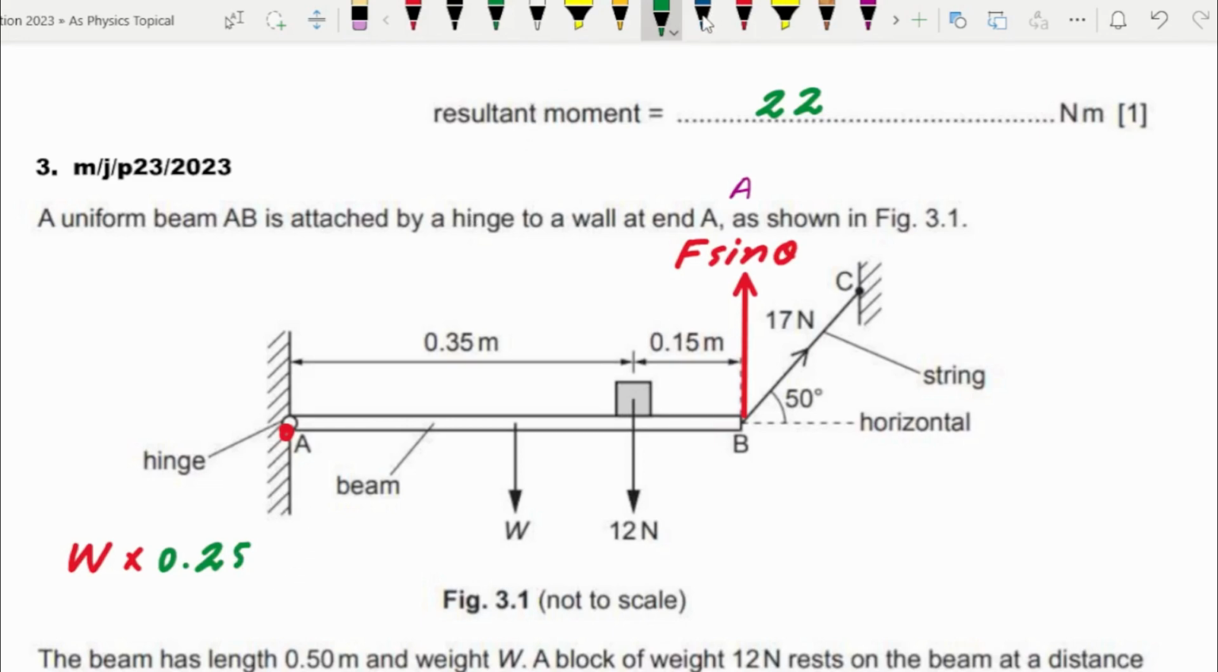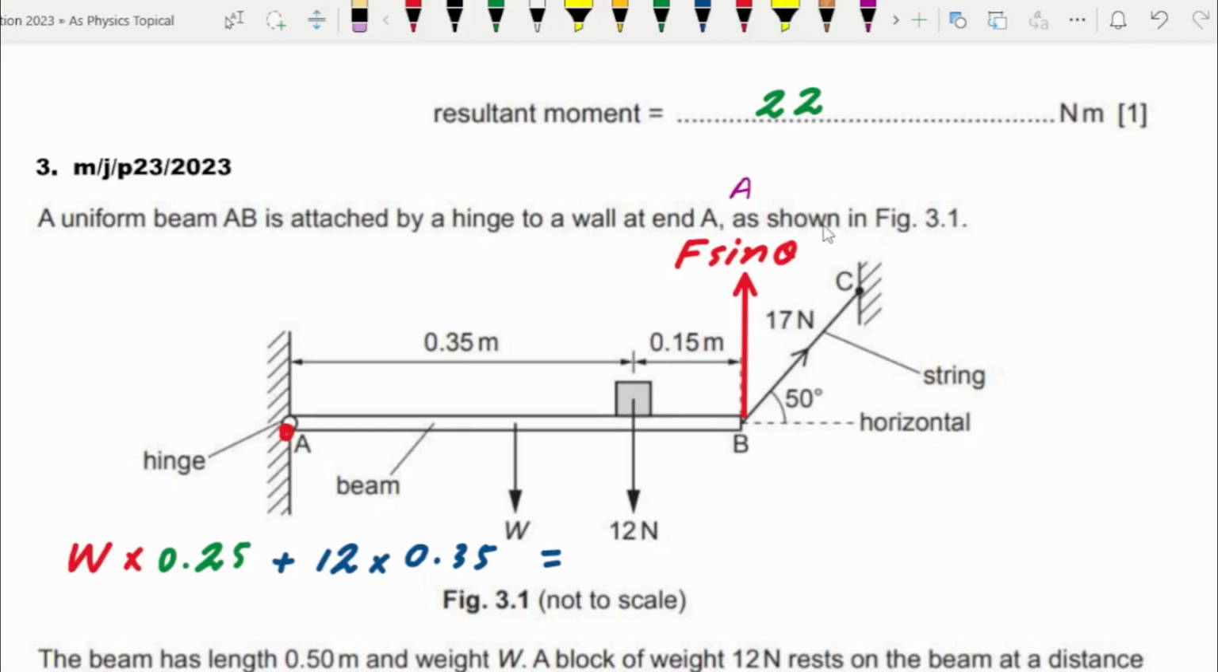Plus there's another force because of which a clockwise moment of force will be produced. That force is 12 Newton, so 12 times, what is the perpendicular distance of that force from the pivot? 0.35. And the sum of clockwise moments equals the sum of anti-clockwise moments. So what is the anti-clockwise force? That is F sine theta.